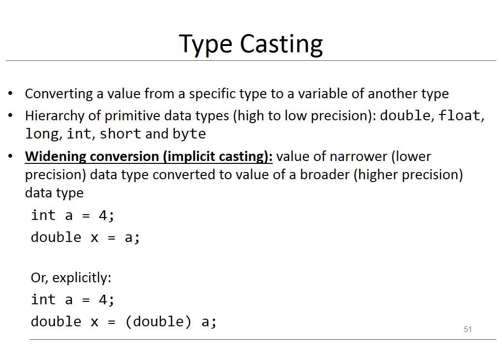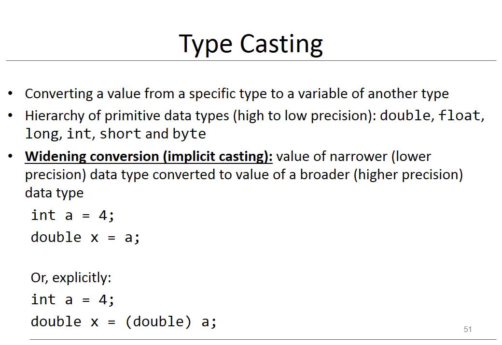We will conclude this chapter by explaining typecasting. The idea here is to convert a value from a specific type to a variable of another type. First, remember the hierarchy of primitive data types. From high to low precision we have double, float, long, int, short, and byte.